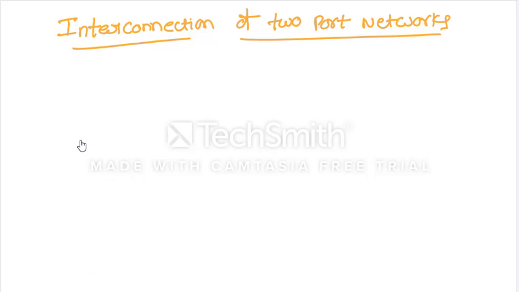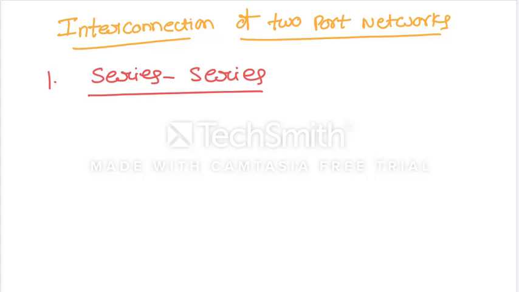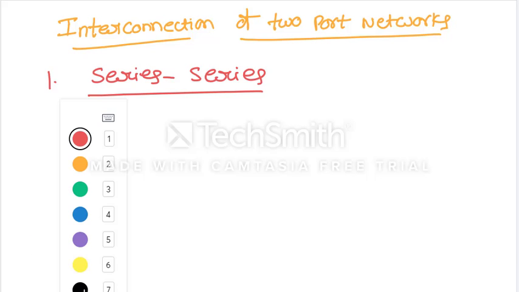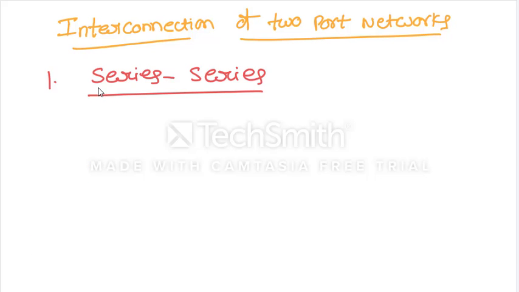The first interconnection I'm calling a series interconnection. Series interconnection means what? Port 1 is series, port 2 is also series. This is for input and this is for output, meaning port 1, port 2. Both sides are to be connected in series connection. Now, what can we do here?